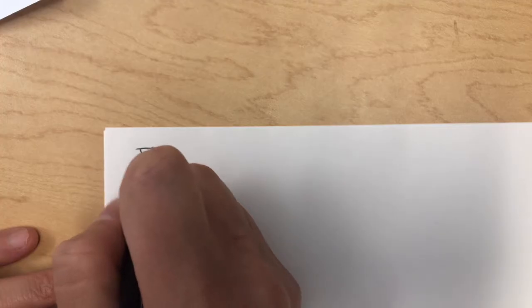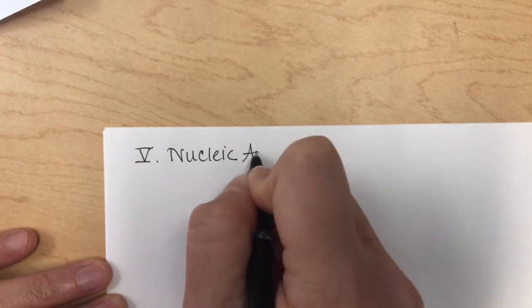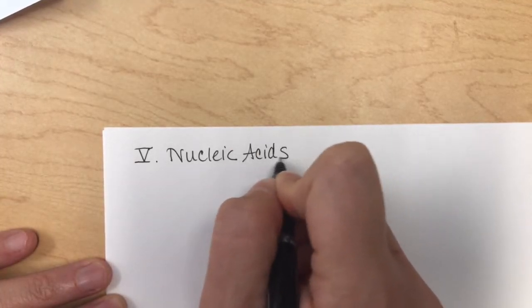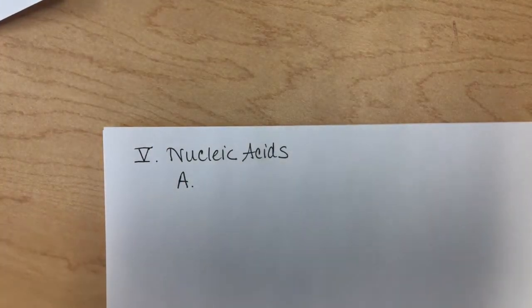The last class of macromolecules are the nucleic acids. So the proteins were Roman numeral number 4, so this is going to be Roman numeral number 5, nucleic acids. Okay, so let's talk about what a nucleic acid is.